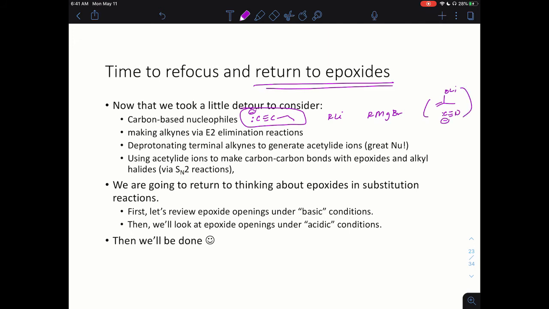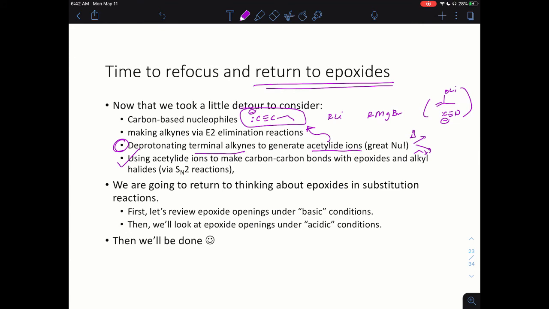We thought about making alkynes via E2 elimination reactions. I showed you 3 different functional groups you could start with to do that. And then finally, we thought about terminal alkynes, again, to deprotonate them to generate these great nucleophiles, acetylide ions, and we saw reacting them. We examined reacting them with epoxides and alkyl halides to generate fun new products. Make sure that you can do that. Okay, so that's right here.